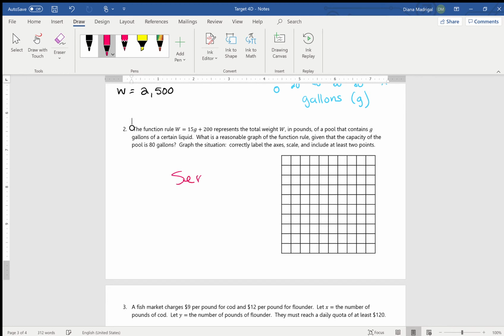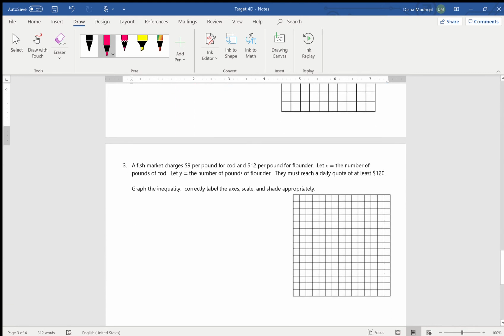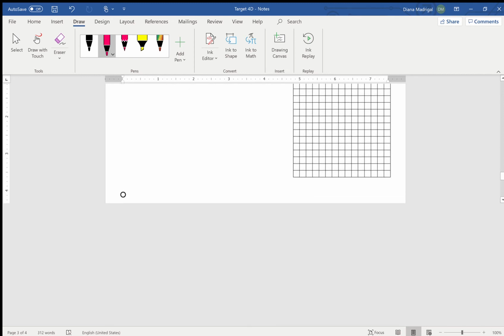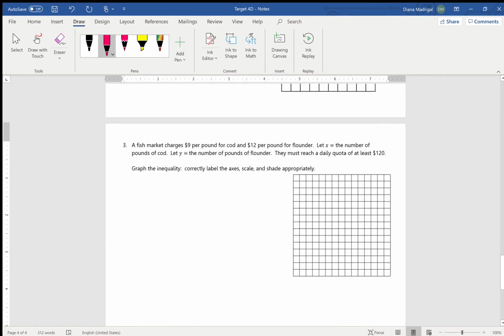Send me a picture if you want me to check your answer. And again, this is good practice, and I can definitely let you know if you did it right or wrong. All right, here comes our tricky part. Number 3 is going to be about inequalities. And again, the problem itself tells you if you're going to use an equation or an inequality. So here we go.